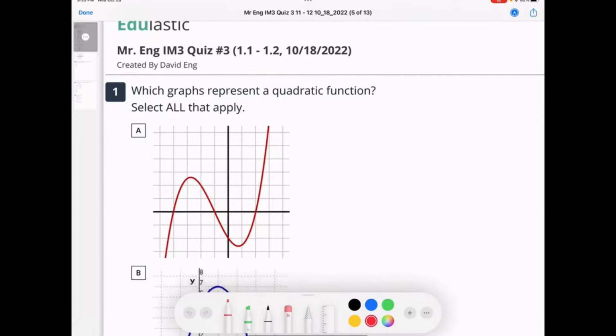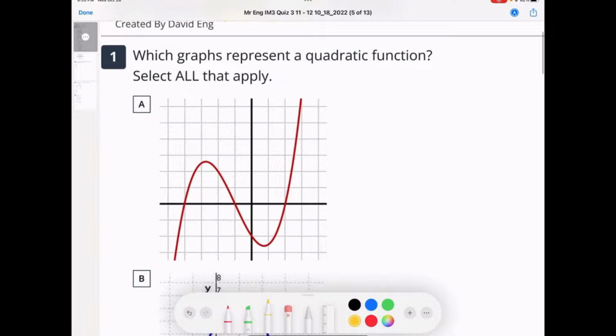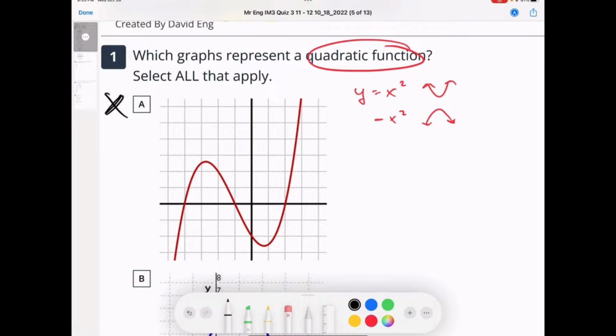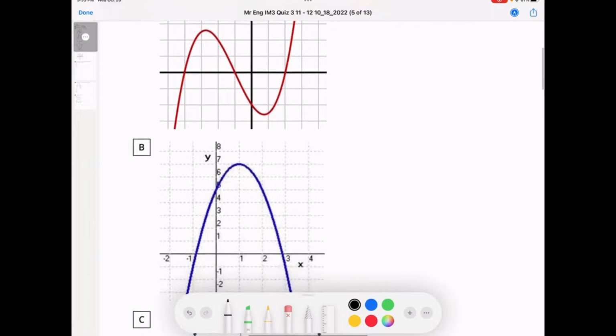Hey guys, let's go over quiz number 3, 1.1 to 1.2. Which graphs represent a quadratic? So a quadratic function would be something like x to the second power, and it looks like a U, or an upside down U if it was a negative x squared. A is not. This is called a cubic polynomial, which we're going to learn later. Our correct answer is B.